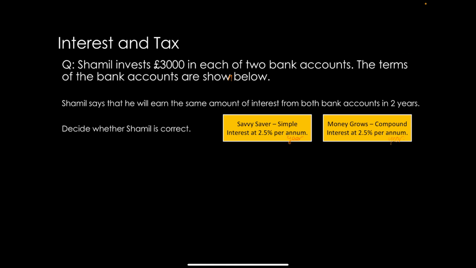Okay, if you've had a go, let's start with the Savvy Saver. So the Savvy Saver is 2.5% interest. So that's simple interest, which means we just need to find 2.5% interest of £3,000. Okay, so 2.5 out of 100 times by 3,000. Okay, if you did this bit here, it'd be 0.025 times 3,000.